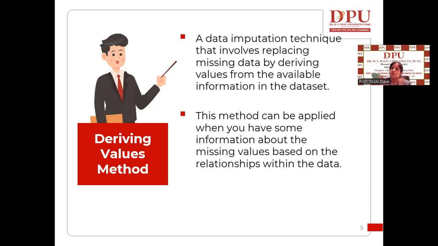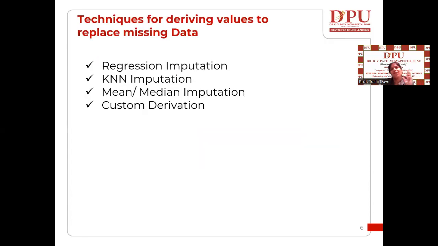Clear? That useful value can be your mean or median value. That is the very first option, which is part of imputation. Clear? Second, we have many more techniques to do imputation. Imputation means providing a useful value to replace a missing value. Clear? This is what imputation means. Now, there are techniques to derive the value for replacing the missing data. The very first is regression imputation.